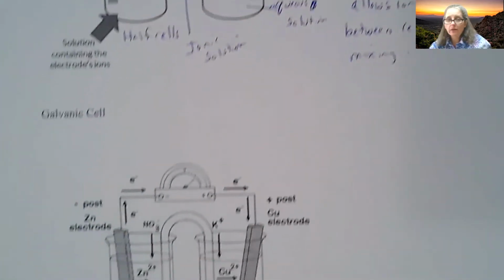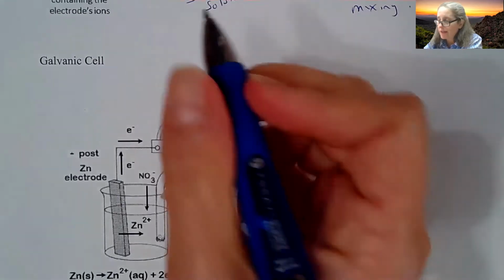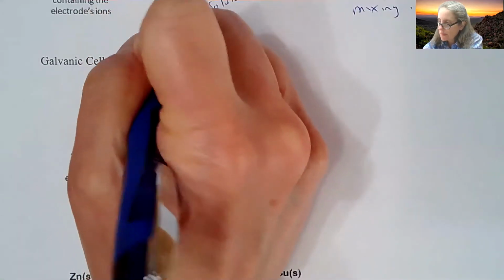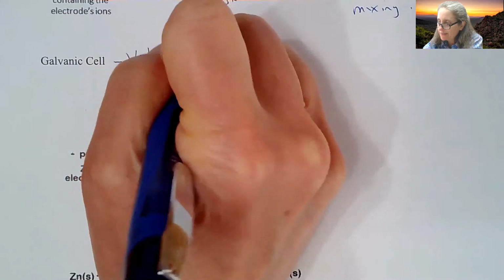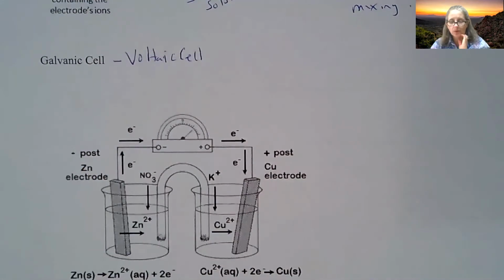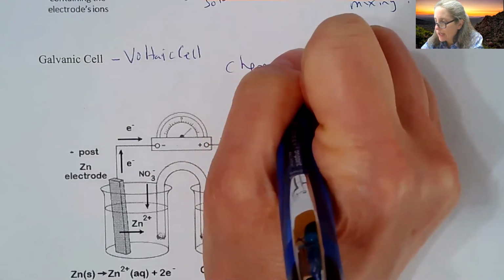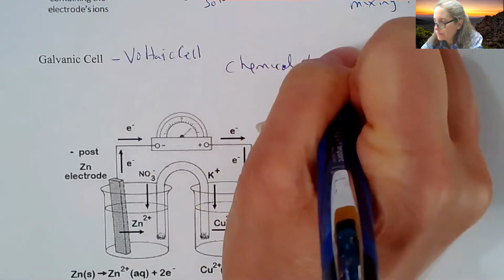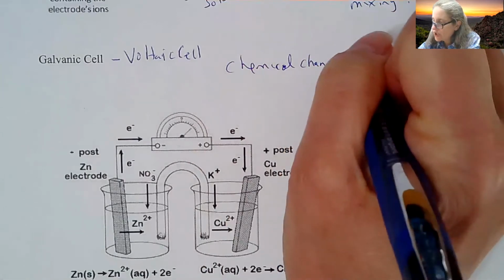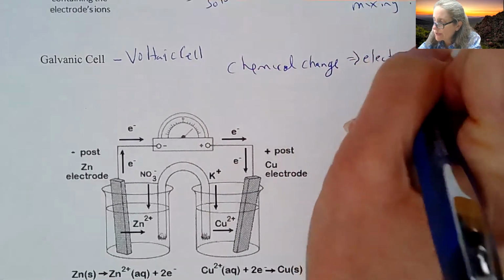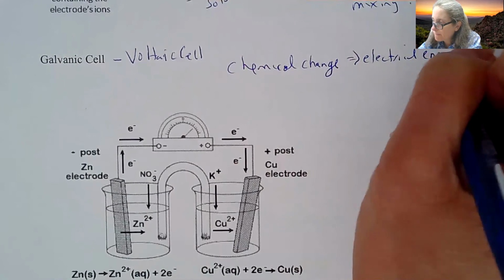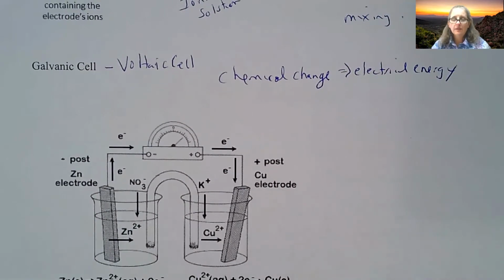So we are going to focus on what we call a galvanic cell. Another way you might hear it is called a voltaic cell, interchangeable in the world of chemistry. What we're looking at is taking a chemical change and changing it into electrical energy. So we're taking something happening chemically and having it have an electrical charge to it.